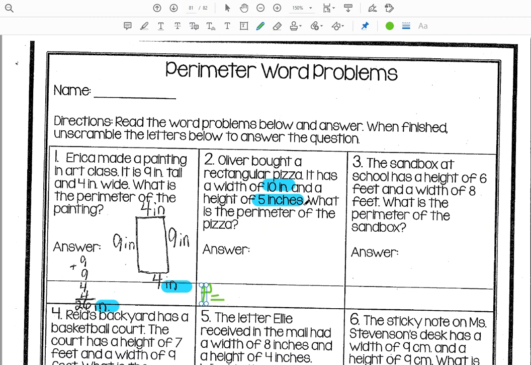And now I'm looking for perimeter. Right. So then I'm going to draw a picture. So I got a pizza here, and it says width of 10 and a height of 5. Okay. And these are inches. Well, I know opposite sides are equal. So this side's going to be 10, and this side's going to be 5. Well, 5 plus 5 is 10. 10 plus 10 is 20. So 30 inches.